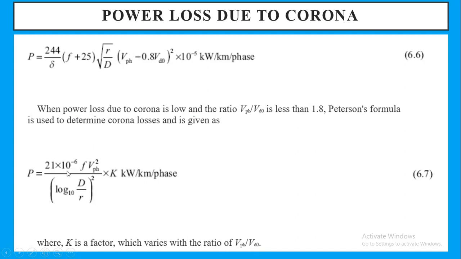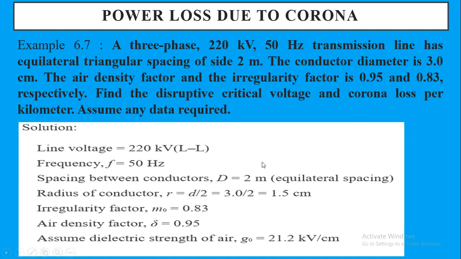So this is the nominal factor that we presented in our previous session. This is the descriptive normalized formula as well, with the simplified ratio factor, that is the value of K, derived by Peterson's formula in equation 6.7. Further, we need to calculate the power loss due to the corona effect.